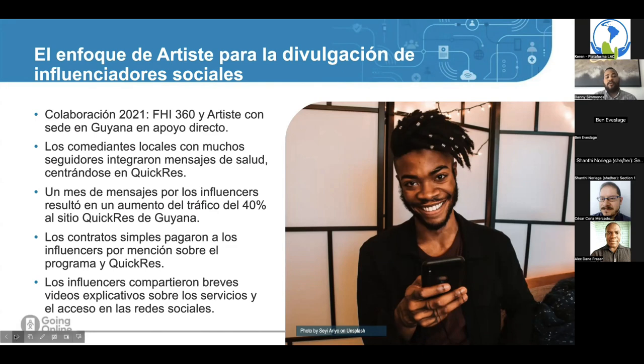RTs employed a straightforward contract, compensating influencers based on the number of program and QuickRes platform mentions. So basically, at the start of the contract, RTs and the influencers agreed that there would be a payment based on a certain number of mentions in their online comedic shows or their TikTok videos or whatever the influencers did. Additionally, influencers would share brief explanatory videos on social media detailing available services and how people can access these services.